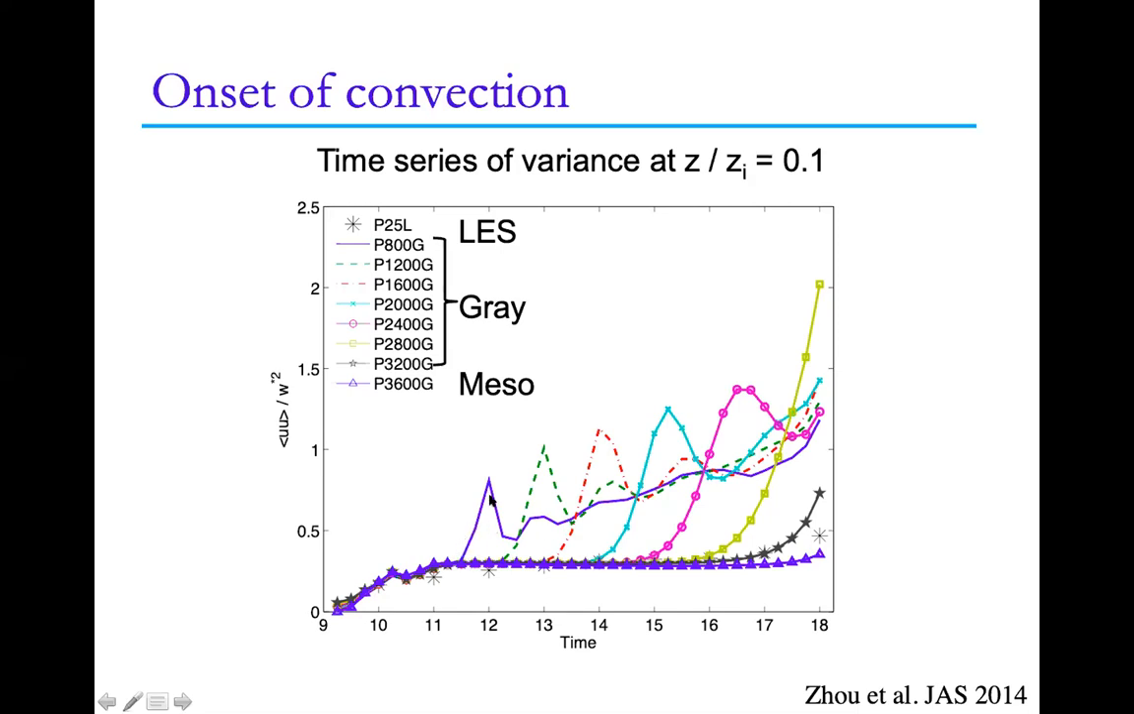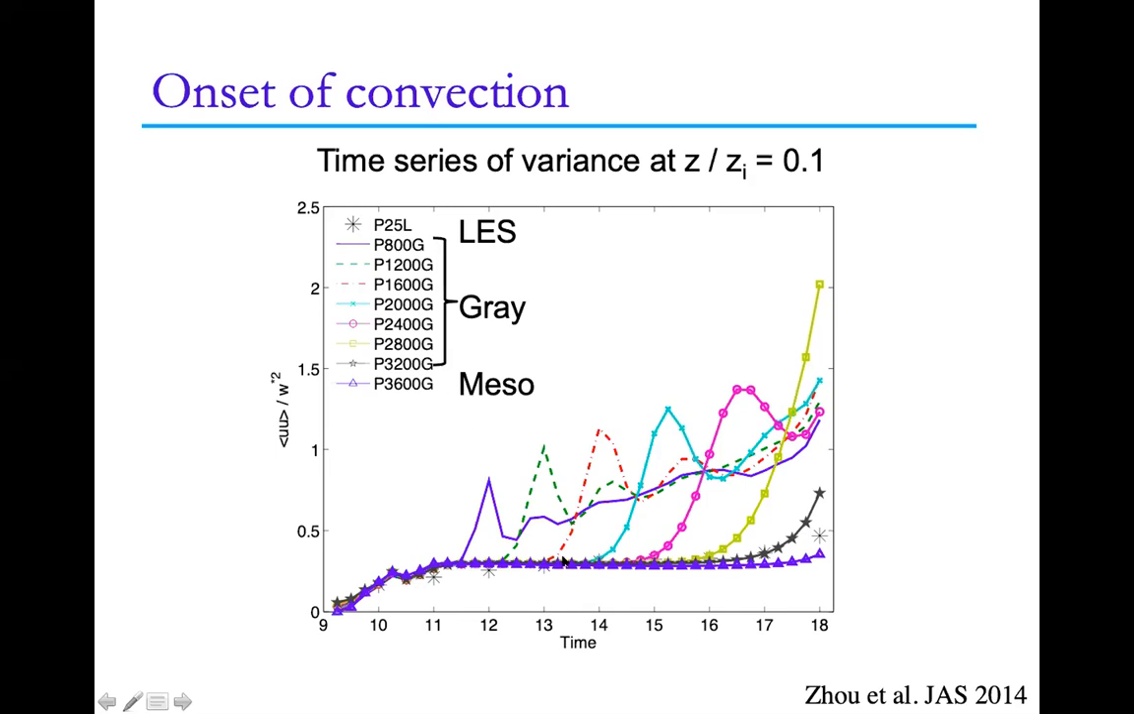But in the gray zone, in these bumps here, you see the onset of convection happening at different times. So at 800 meter resolution, it's happening at say 12 o'clock. At 2000 meter resolution, it's happening a few hours later. And basically what you're seeing here is the effect of that grid-dependent Rayleigh number. It takes more heating for there to be enough heat at the surface to trigger resolved convection at the gray scales compared to at the LES. The mesoscale will not convect at all.